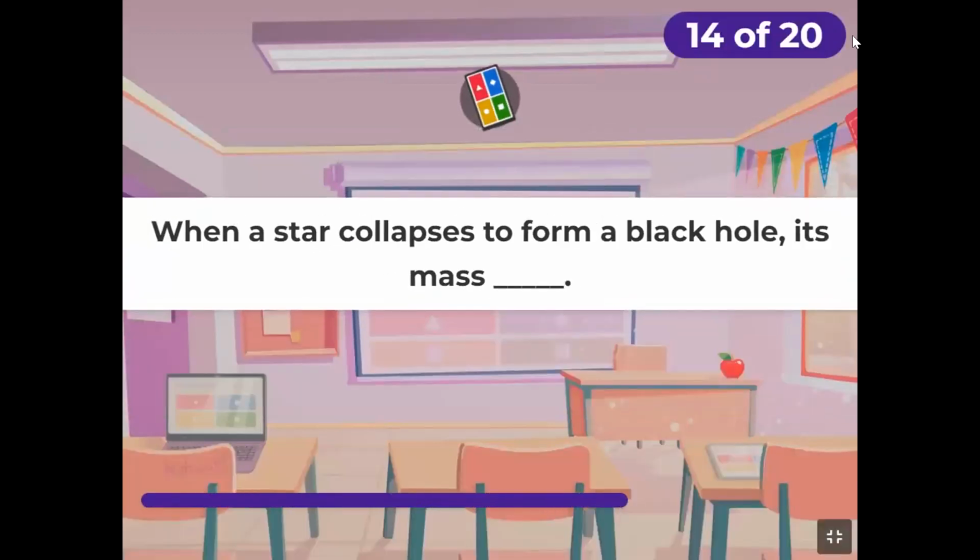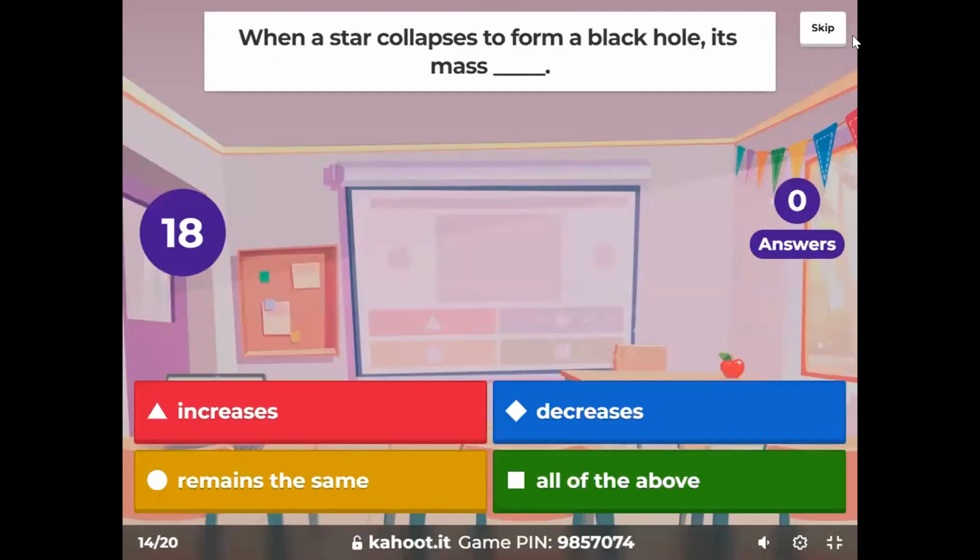When a star collapses to form a black hole, what happens to its mass?